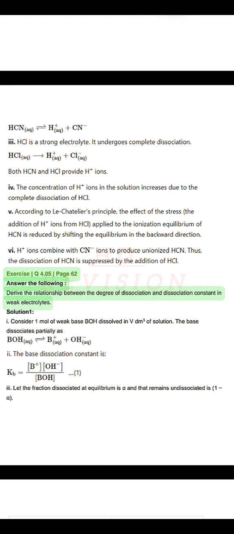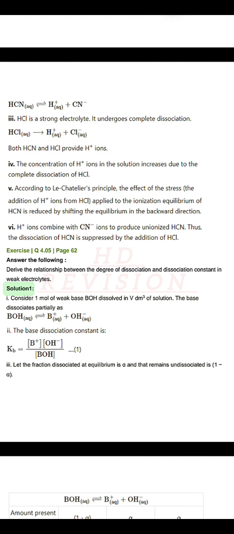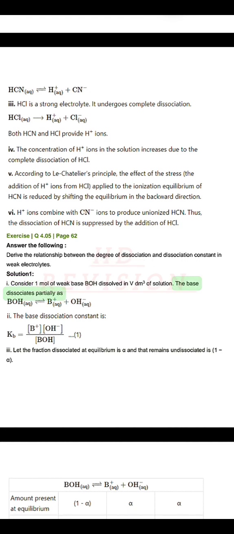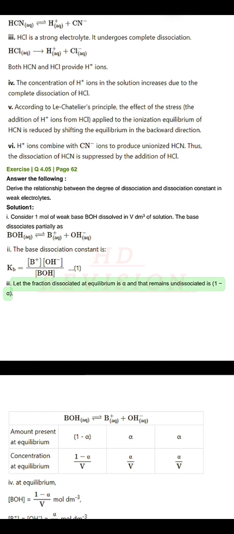Exercise Q 4.05, page 62. Answer the following. Derive the relationship between the degree of dissociation and the dissociation constant in weak electrolytes. Solution. Consider 1 mole of a weak base BOH dissolved in V dm3 of solution. The base dissociates partially. Let the fraction dissociated at equilibrium be alpha and that which remains undissociated be 1 - alpha.